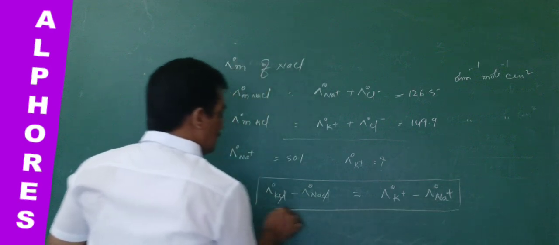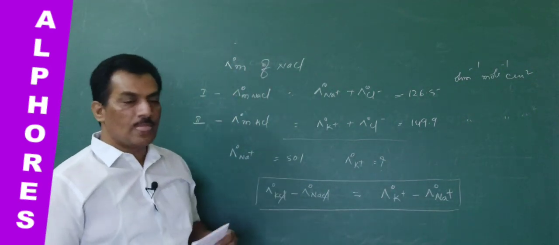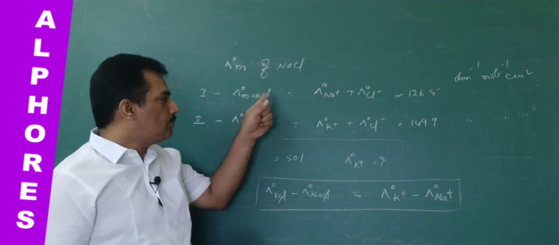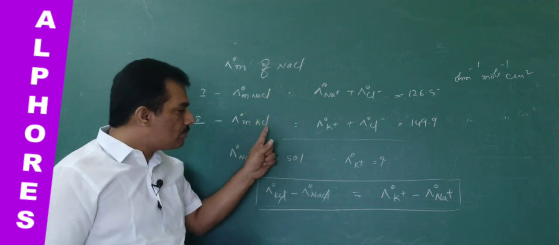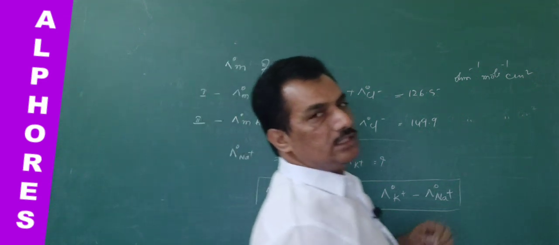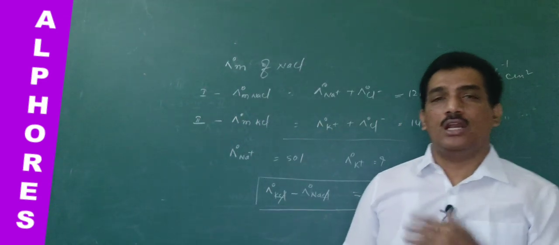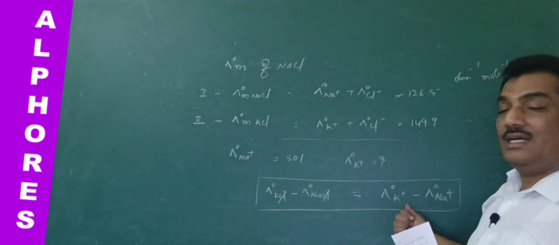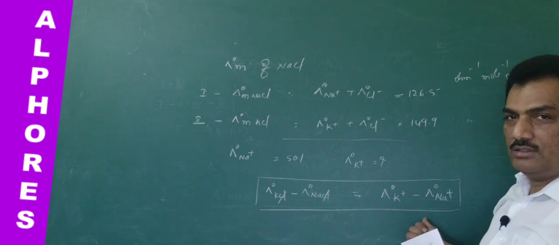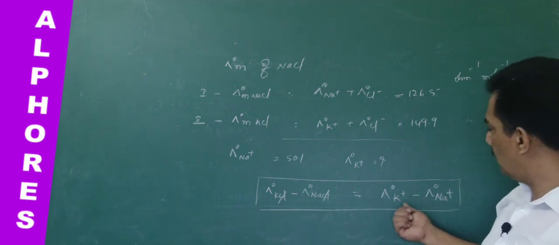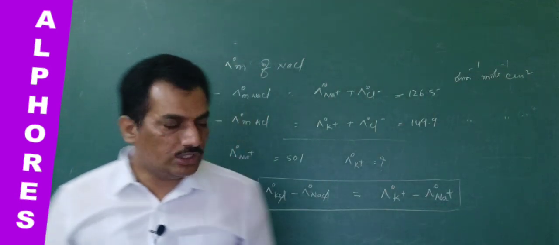So again I am repeating the statement related to this model. When two different electrolytes are having the same type of anions, then the difference between the molar conductances of the two electrolytes is equal to the difference in the conductances of the cations. So I think now you know how to solve this, by substituting the values.